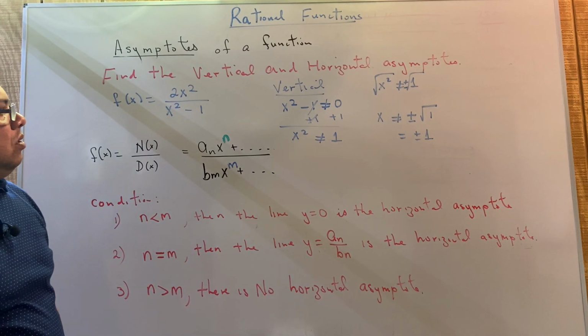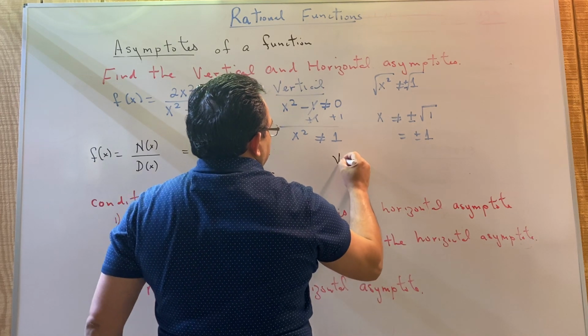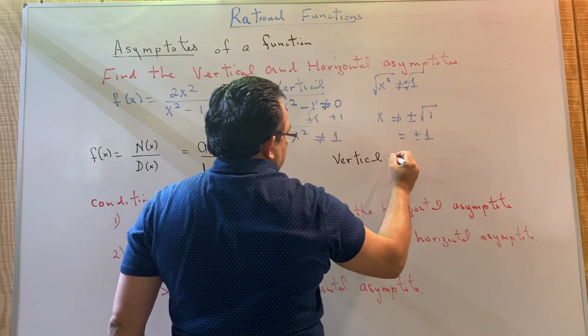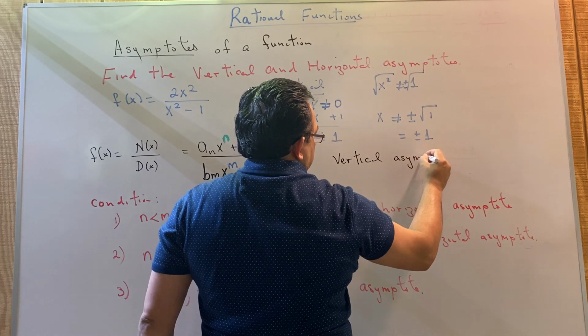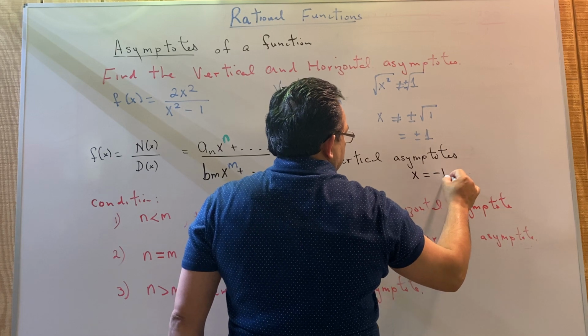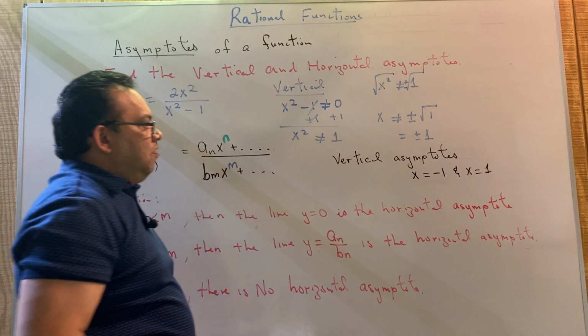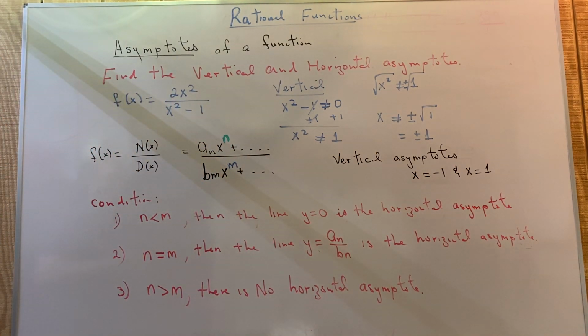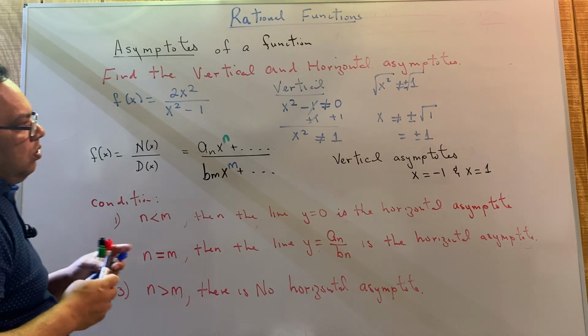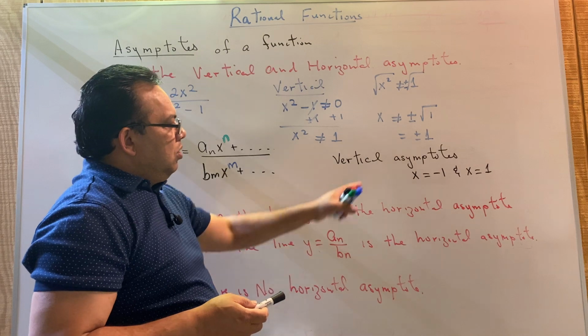So what are my vertical asymptotes? You have two of them now: x equals minus 1 and x equals positive 1. So we have two vertical asymptotes. Just as an extra activity, you could have also identified the domain. So you guys could tell me, what is the domain of this function?